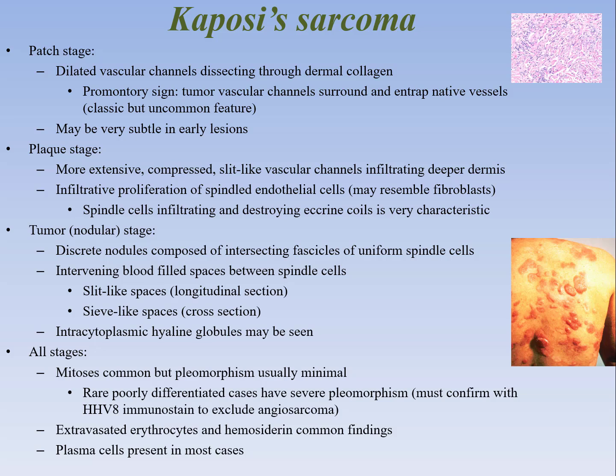Infiltrative proliferation of spindle endothelial cells resembling fibroblasts. Spindle cells infiltrating and destroying eccrine coils is very characteristic.